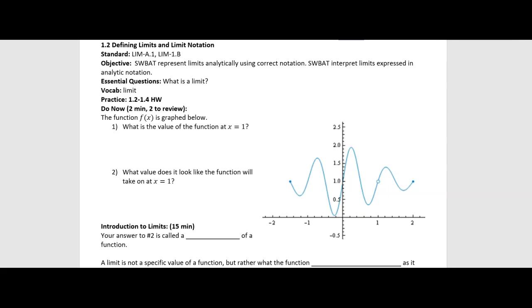All right, hello everyone. Today we are going to be looking at the first topic in our AP Calc AB adventure. We're going to be looking at what limits are and their notation, so how to write them algebraically.